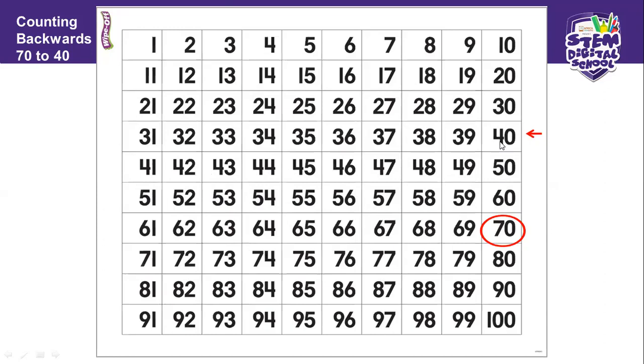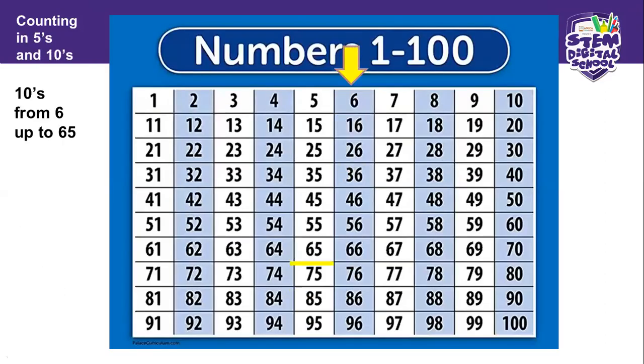Well done. Let's see. Now we are counting in fives and we are also counting in tens. So we are going to start by counting in tens from 6. Right, there is our 6 there. We are counting in tens, okay? So we go all the way down, 6 plus 10. Ready, go. Look at my cursor.